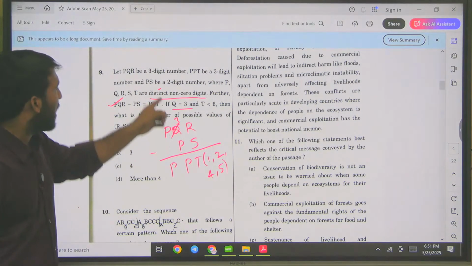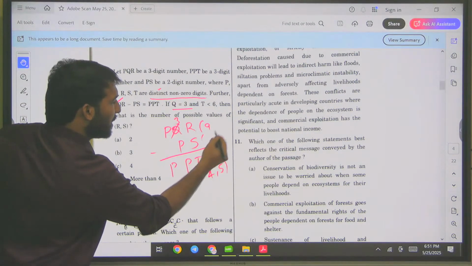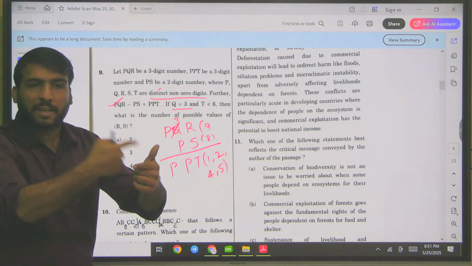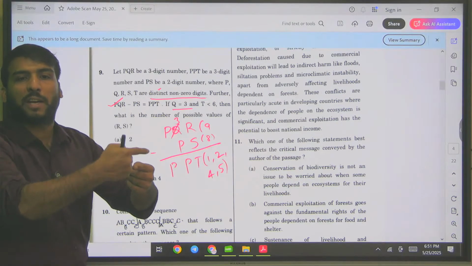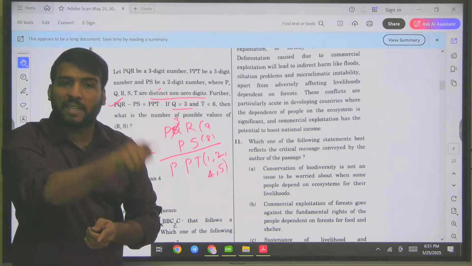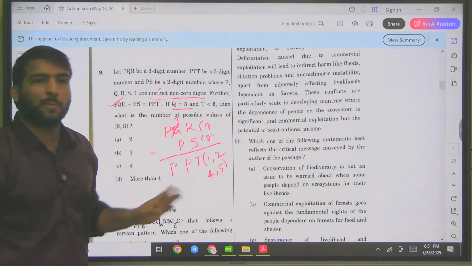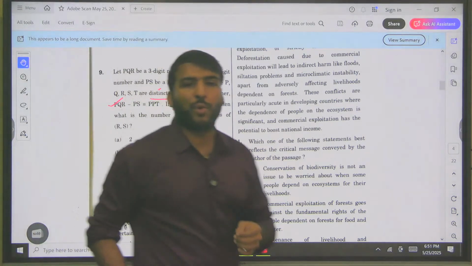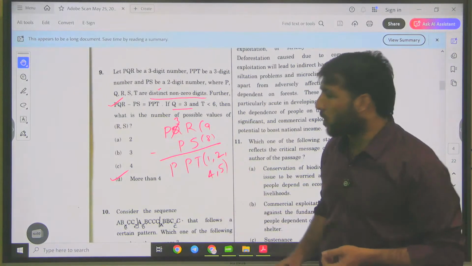R, yes, right. If I take R as 9, this can be 8. Okay, one possibility. 9, 8, 9, 7. 9, 6 is not possible because 9 minus 6 is 3. Q value is already given as 3, but he is asking distinct. So 9, 6 is not possible. 9, 5 is possible. 9, 4, it can be more than 4 you are getting. In this way, if you solve these types of questions, we can save a lot of time.